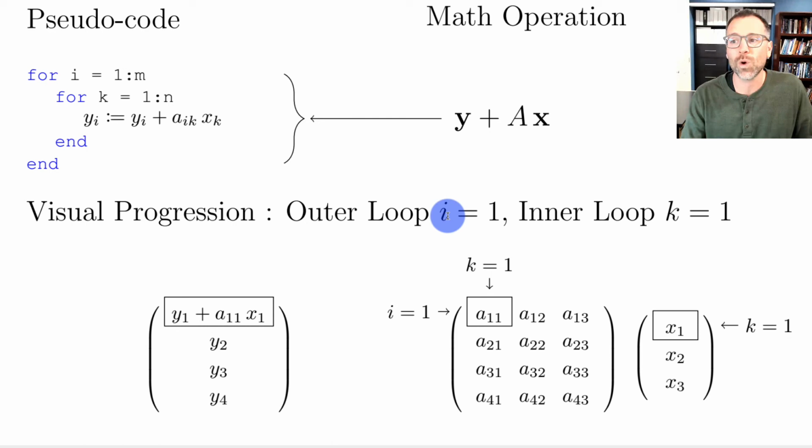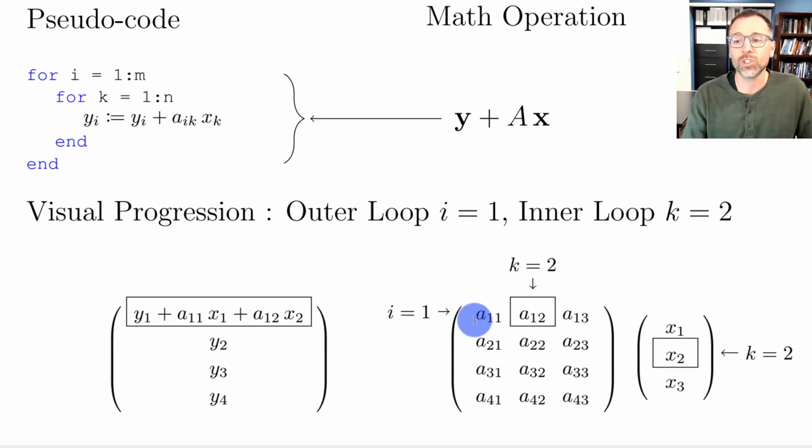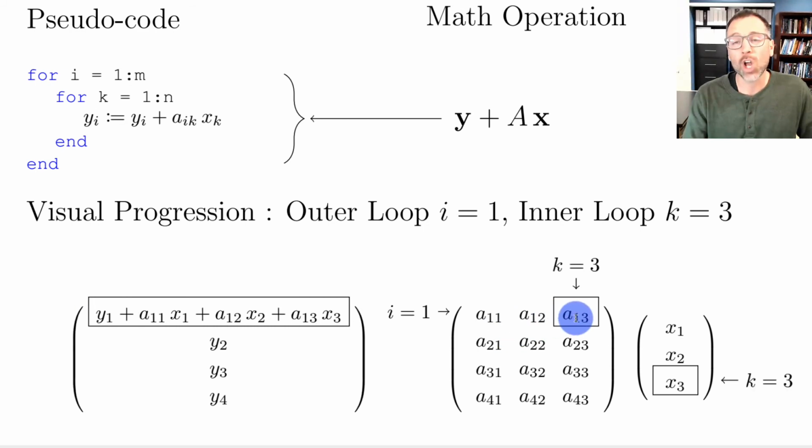So let's say that i is 1 and k is 1. i is going to go through the individual rows. So I'm going to start with row 1, column 1, and I update the first entry with the previous value plus A11 times x1. Then I go to the next entry, which is k equals 2. So I'm going to move across the row. Now I take A12 times x2 and I add it to the previous value. And I go all the way to the last column of my first row, which is A13. I multiply that by x3 and I add that to the previous result. Notice that in A, we access the first row and then move across the columns in that row, whereas in x, we move down the rows of that vector.